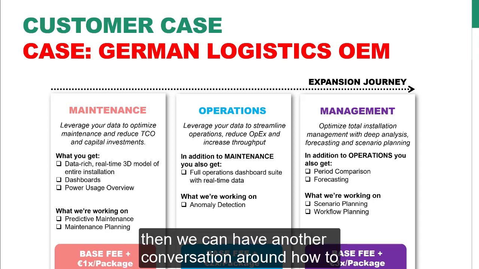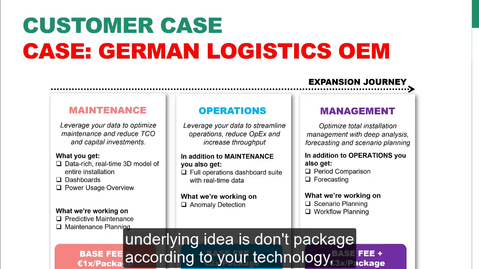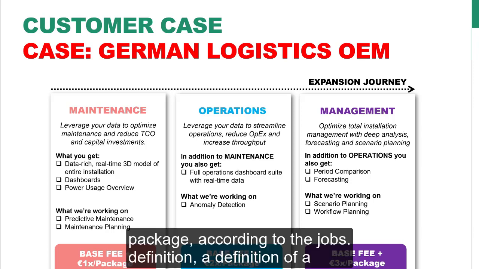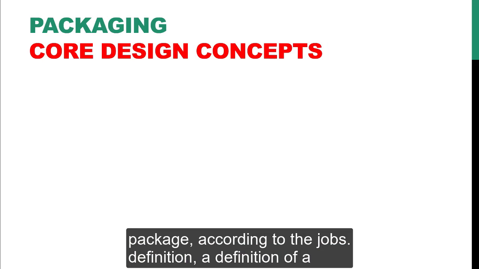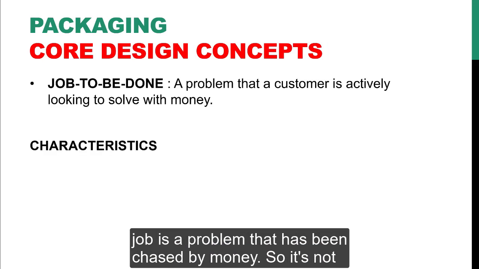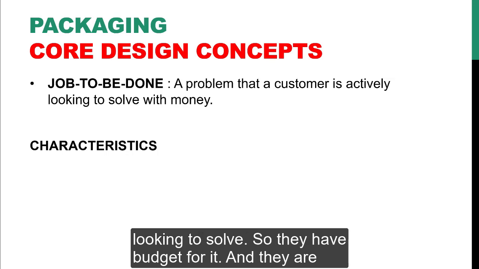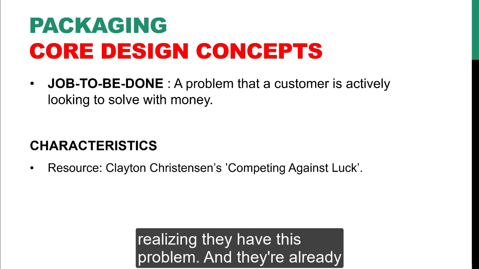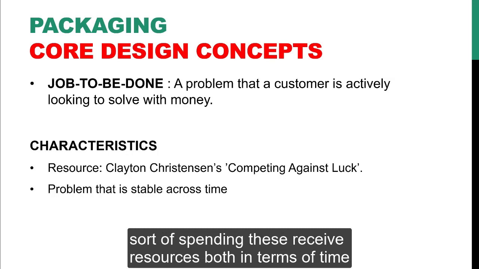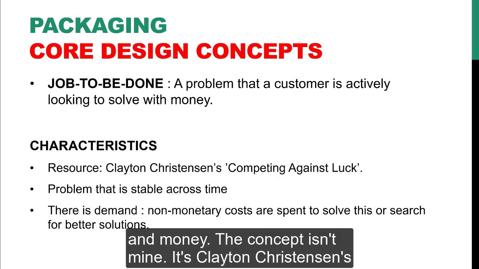And then we can have another conversation around how to sequence them and stack them on top of each other. But the underlying idea is, don't package according to your technology, package according to the jobs. The definition of a job is a problem that is being chased by money. So it's not just a problem. It is a problem that a customer is actively looking to solve. So they have budget for it, and they are realizing they have this problem. They're already spending resources, both in terms of time and money, on it.